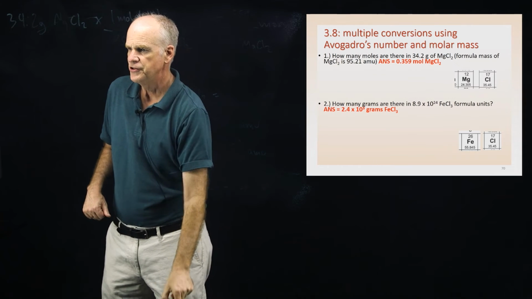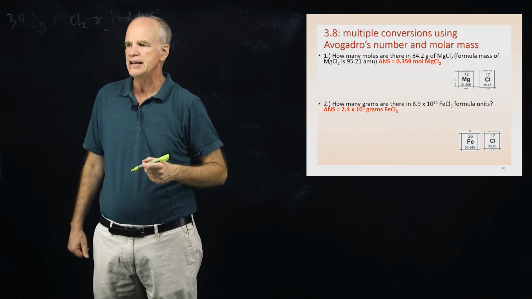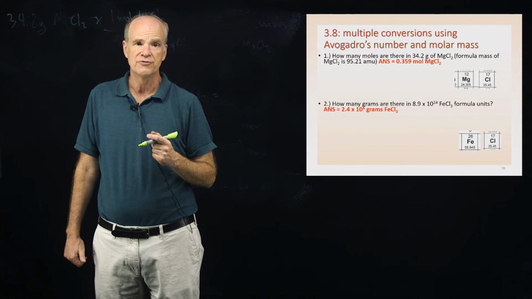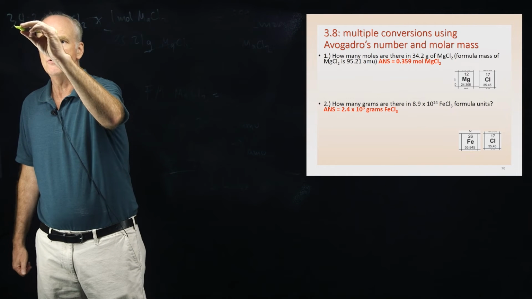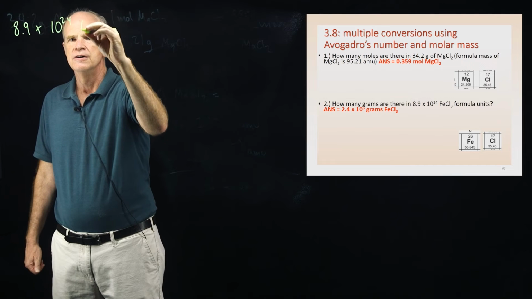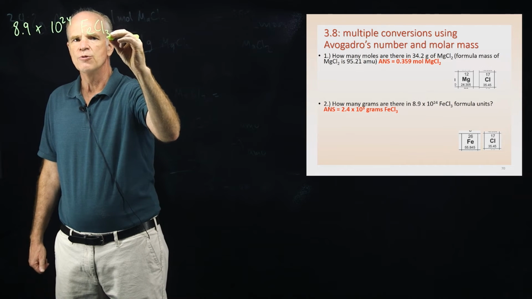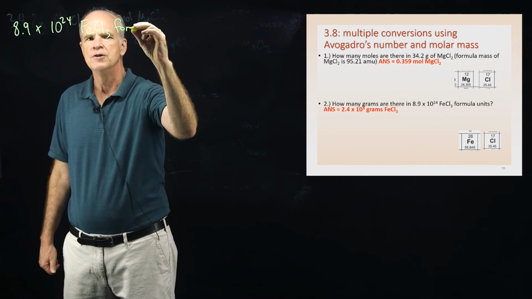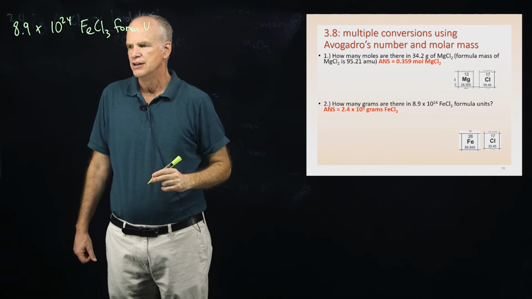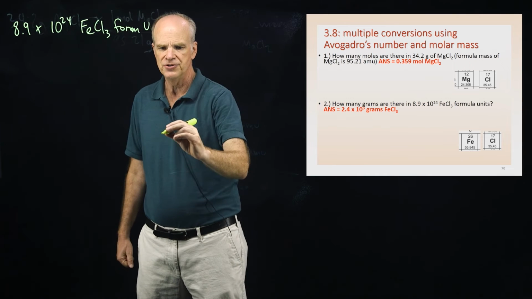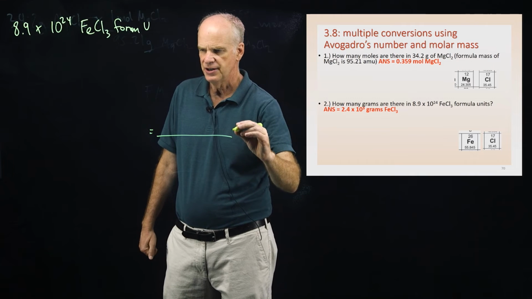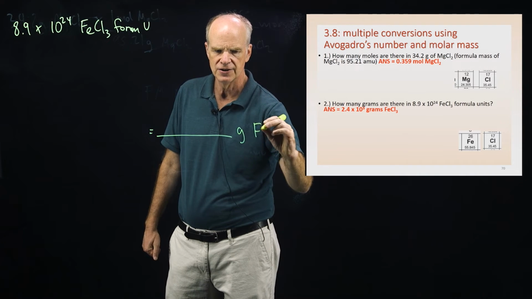Okay, problem 2. How many grams are there in 8.9 times 10 to the 24 iron chloride formula units? Okay, so we have 8.9 times 10 to the 24 iron chloride formula units. I'll write formula units here. And what we're trying to do is get that into grams. So let me write that down here. I think we may need some room for this. So it's going to be some answer in grams of iron chloride.